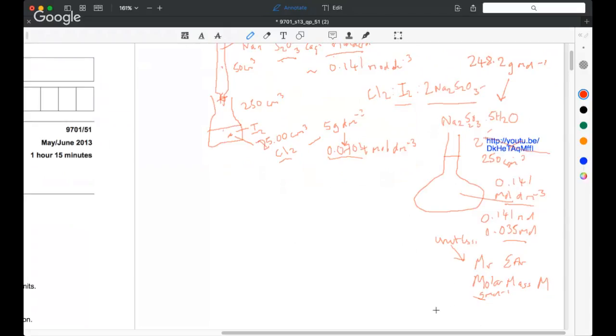8.687. So now we've got to measure out a mass of 8.687 grams. Okay. That's a mass in grams. I can't seem to get a gram in there.